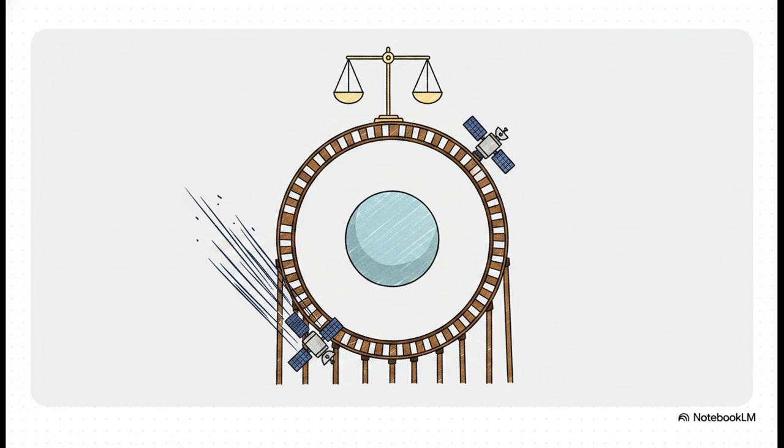Then you have potential energy, which is all about your distance. As you coast further away from the planet, you slow down, meaning you lose kinetic energy, but you gain potential energy. And the crazy part? The sum of these two energies remains completely constant at every single point along your satellite's path.